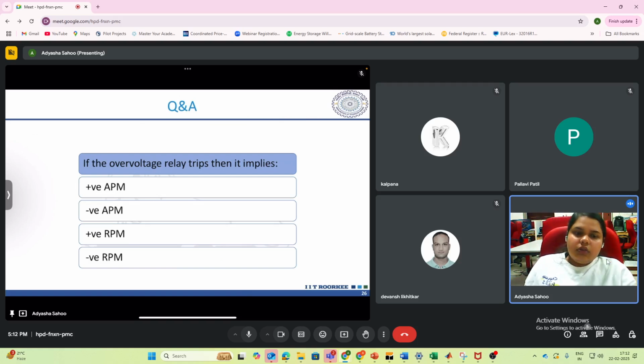The next is if the over voltage relay trips, then what does it imply? Positive active power mismatch, negative active power mismatch, positive reactive power mismatch, or negative reactive power mismatch.